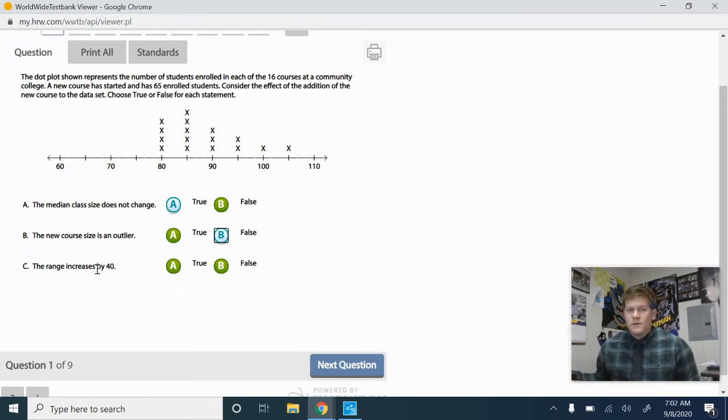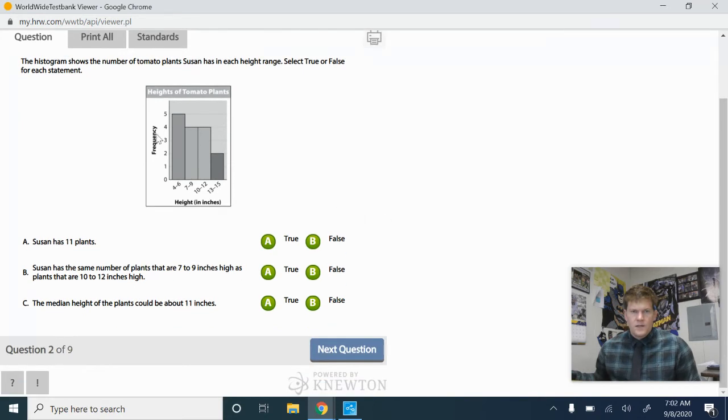The range increases by 40. Well, let's look at what the range was originally. We had 105, and then we have 80. 105 minus 80 gets us 25. If it increases by 40, my range would now be 65, right? And that's where it's a little tricky because 65 is our number. But if we plug a 65 in here, what's 105 minus 65? It's 40. Is 40 more than 25? The answer is no. So for number 1, true, false, false.